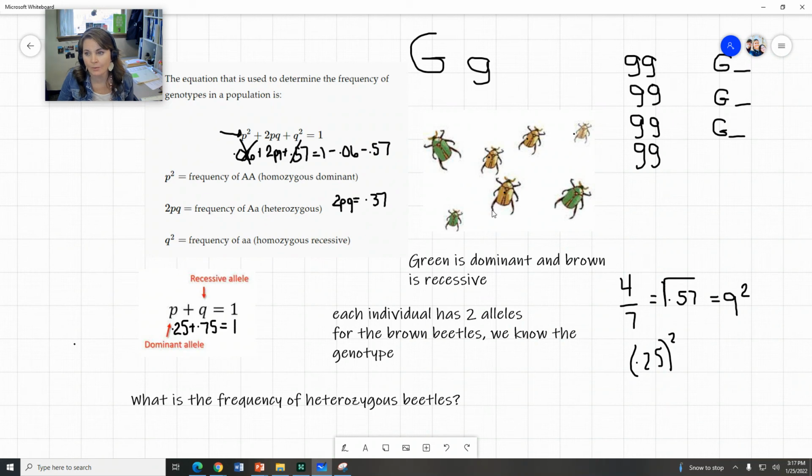But just by knowing that 4 out of 7 of my beetles are brown, that's where that q squared came from. Once I get my q squared, I can solve for q by taking the square root of that. That gives me p, which gives me p squared, which then enables me to solve for 2pq. So that's kind of the rundown of this.